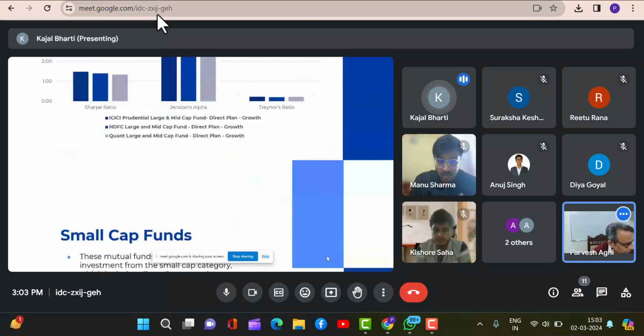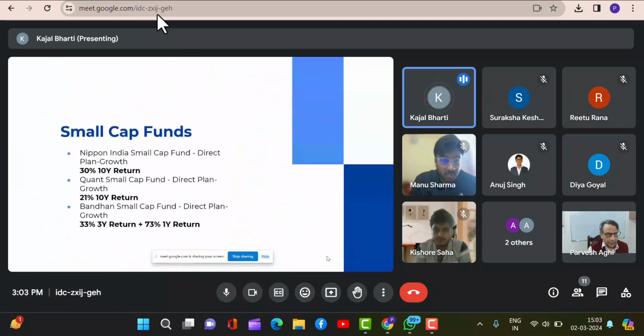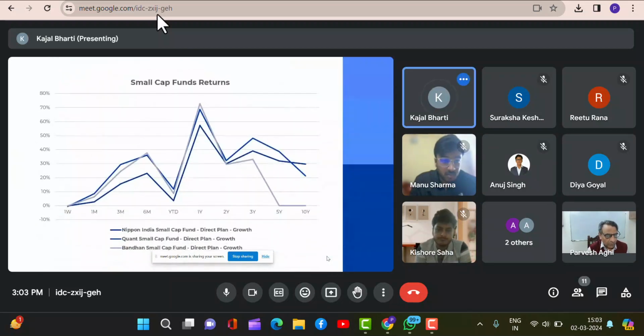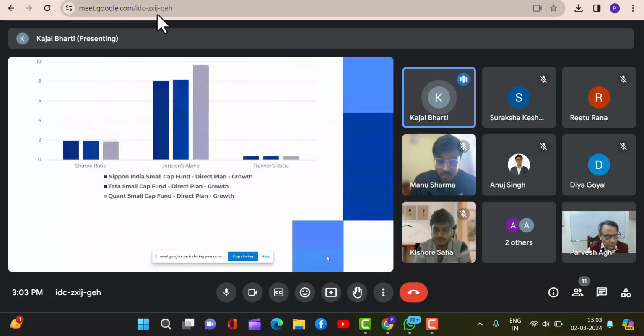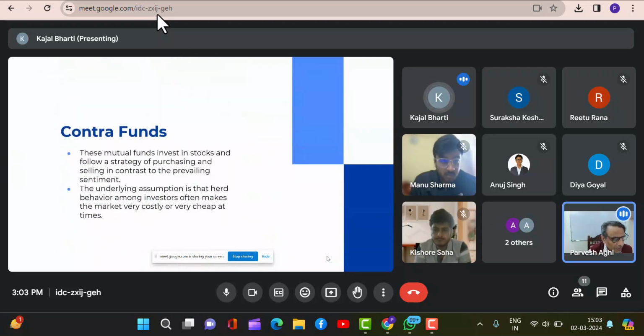Good. Now moving ahead, after the small cap fund, we have the contra funds. Just two minutes more, then we will go to the next presentation. Yeah, conclude.